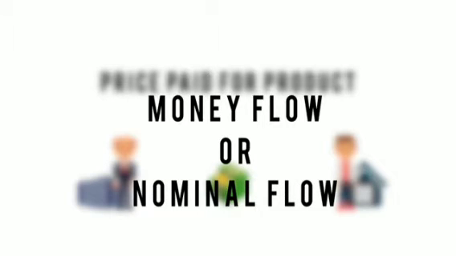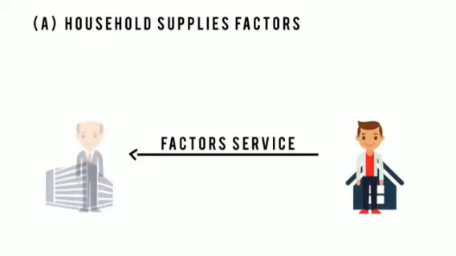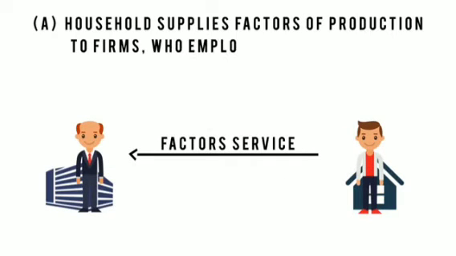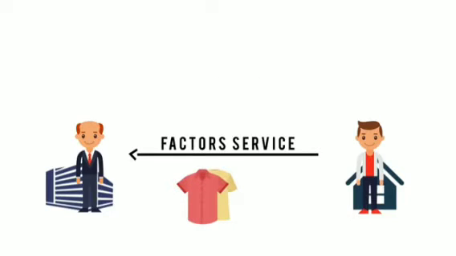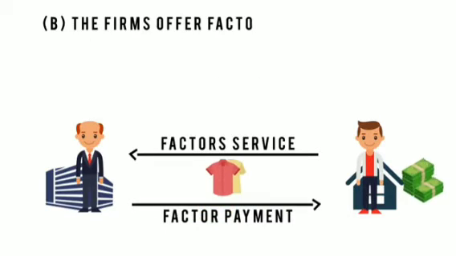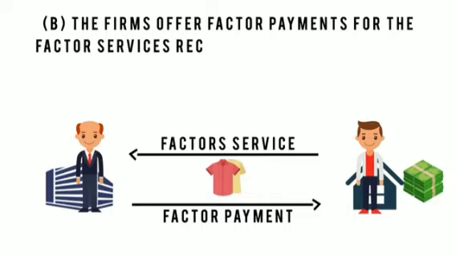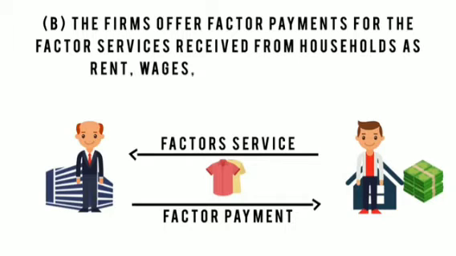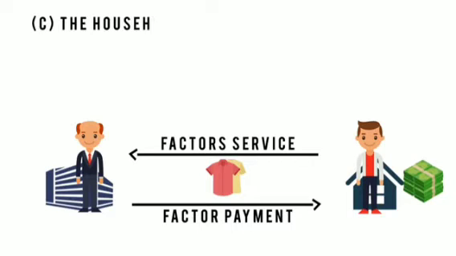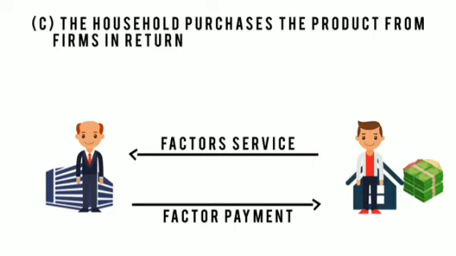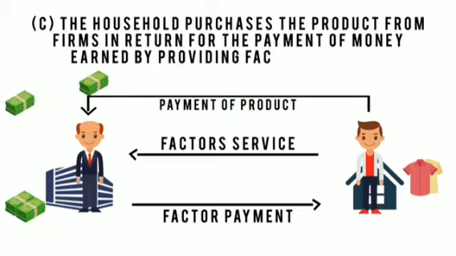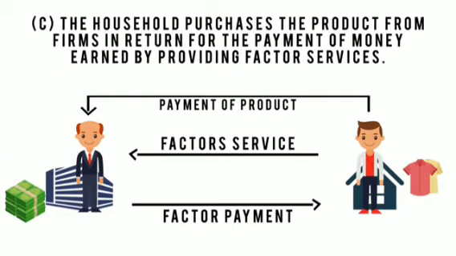This explains the circular flow of income, where a household supplies factors of production to the firm, who employs them to produce a product. B. The firms offer factor payments for the factor services received from households as rent, wages, interest and profit. And C. The household purchases the product from firms in return for the payment of money earned by providing factor services.